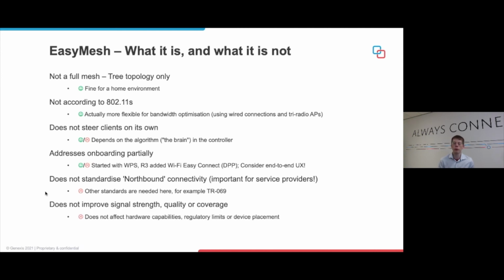Also, and maybe this is an obvious one that nobody would confuse, but perhaps still important in some contexts to understand, EasyMesh does not improve things like signal strength, the Wi-Fi quality, or coverage by itself. Because simply put, it does not affect the hardware capabilities of the device. It does not change any of the regulatory limits that we have in Europe and worldwide that we have to cope with, and it doesn't change device placement. Of course, ultimately the device is still placed where the end user puts it, and EasyMesh has no direct influence on that. So a couple of good points, a couple of things to be aware of, and that's a little bit the summary of EasyMesh.